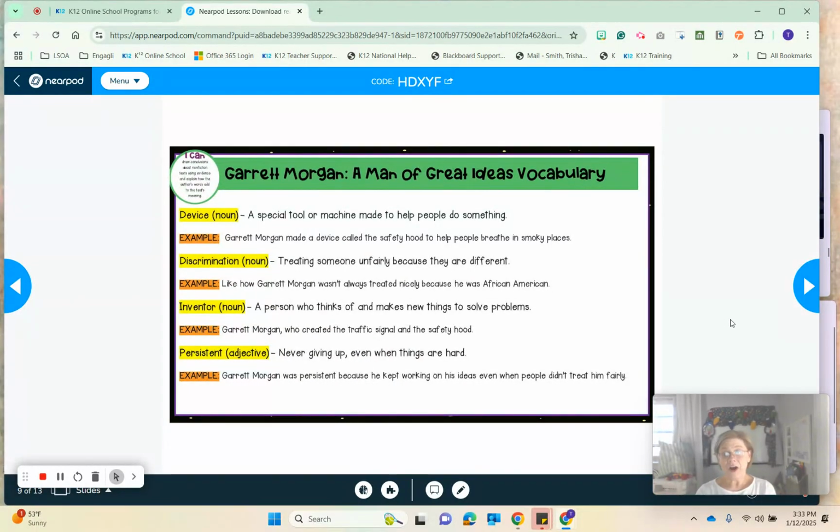So we have our vocabulary words all laid out for us. Device, a noun, a special tool or machine made to help people do something. Garrett Morgan made a device called a safety hood to help people breathe in smoky places. So a special machine to help someone do something. It helped people breathe in special places.